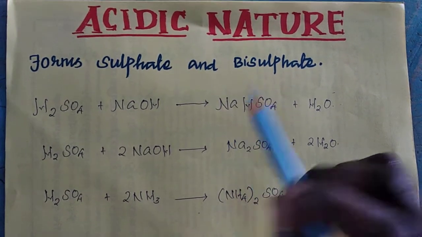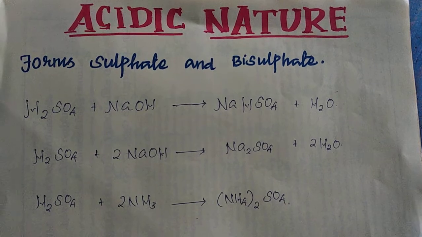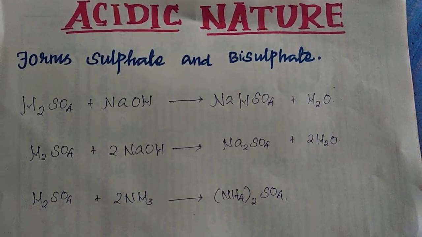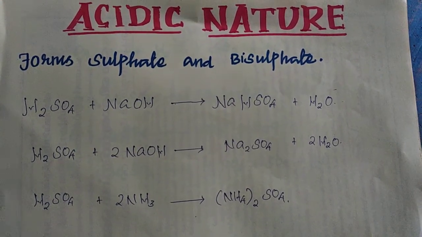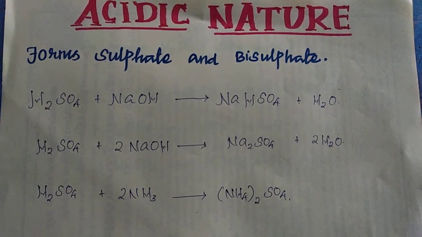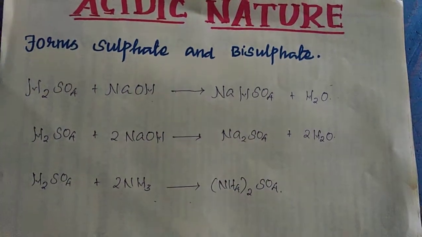Okay, how can we define an acid? An acid is a substance that has to react with a base, and that should result in the formation of salt. Such kinds of substances will be called acids. Okay, so in order to confirm the acidic nature of sulfuric acid, it is allowed to react with a number of bases, that is sodium hydroxide and ammonia.